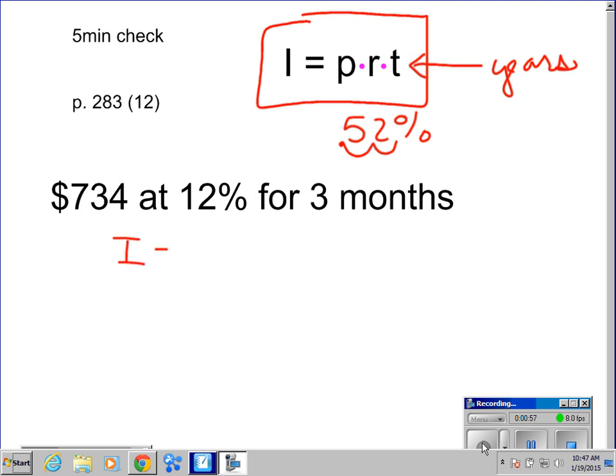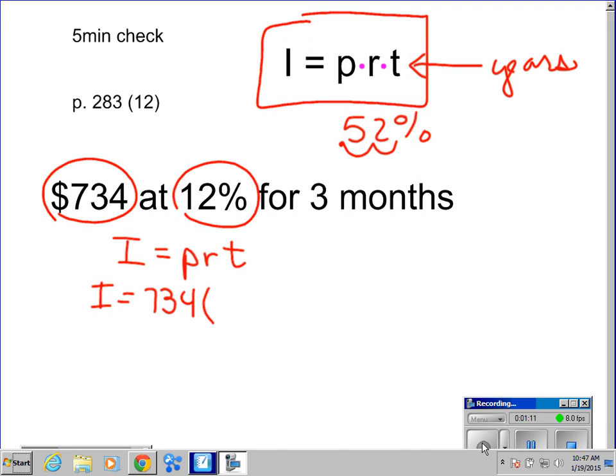I'd like you to write out the formula I equals PRT and then plug everything in. We don't know the interest, so we're going to write an I here. The principal is this amount, so 734. Rate is taking your percent and changing it to a decimal, so 0.12. And then the time is the 3 months.